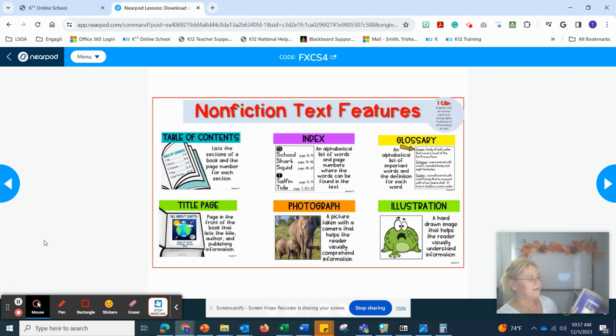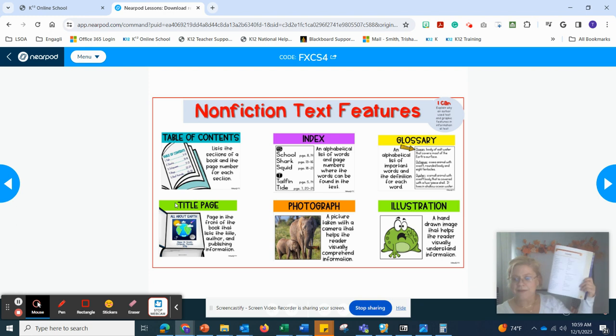The index is going to be found in the back of the book. In a lot of ways, it is similar to the table of contents, but it gives you a little bit more detail.